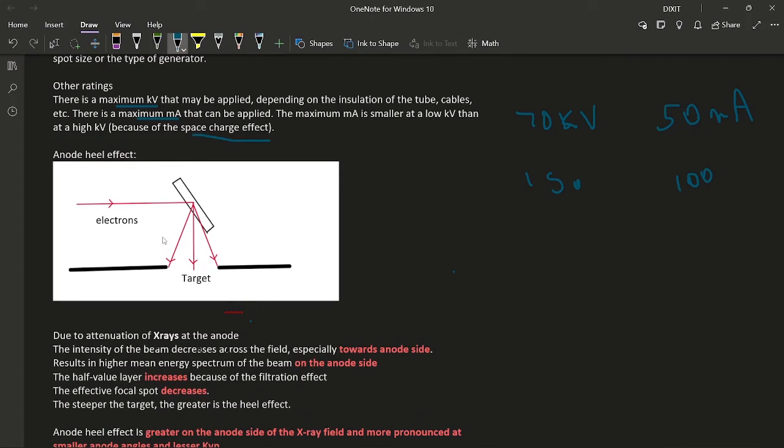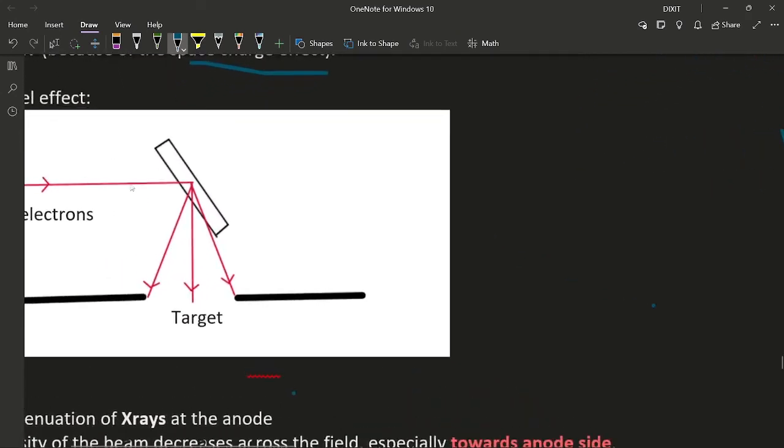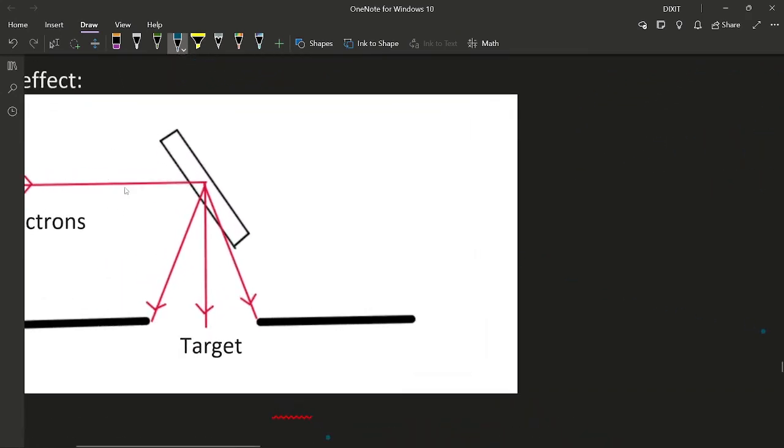Now we'll discuss something known as the anode heel effect. If you look at this image, from the cathode, electrons are being made. Electrons are hitting the anode, and from here X-rays are being produced, and X-rays are going to the target. But if you look closely at this image, you will note that the electrons are passing a small distance into the anode before the X-rays are being produced. So the X-rays are not being produced at the surface of the anode. They are actually being produced at a small depth inside the anode.